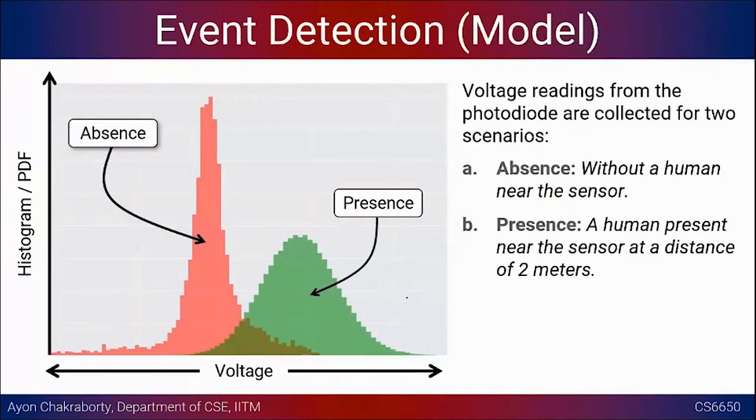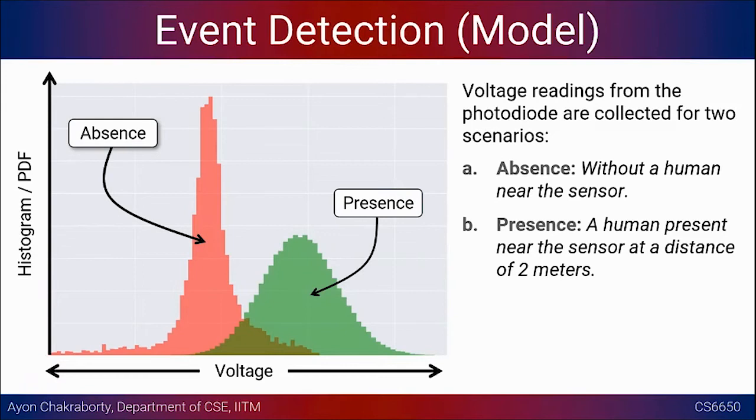Okay, so now let's go towards an actual model. How do you have a little bit more formal way towards designing this threshold? Let's try to understand the background. So here in the plot we are seeing two histograms, right? The first histogram is the red one, the left hand side one, which was the data that was collected without having the human near the sensor.